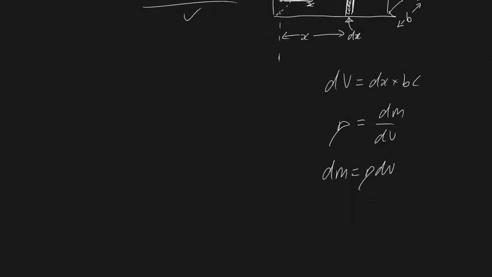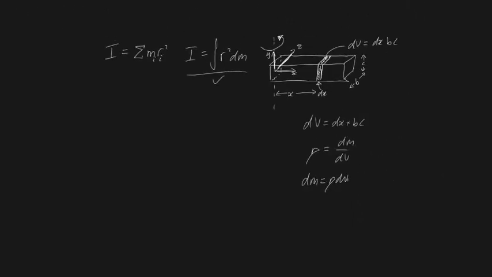Let me scroll down a little bit so you can see. In fact, let me zoom out a bit. There we go. So we can now write that dm, the mass of our small element, is just going to be equal to rho times dx times bc.